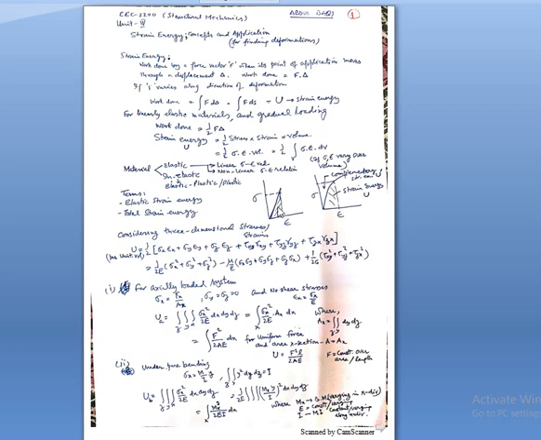But otherwise, in elastic materials, the area under the curve is called the elastic strain energy, and the area between the curve and the stress axis will be called the complementary strain energy.